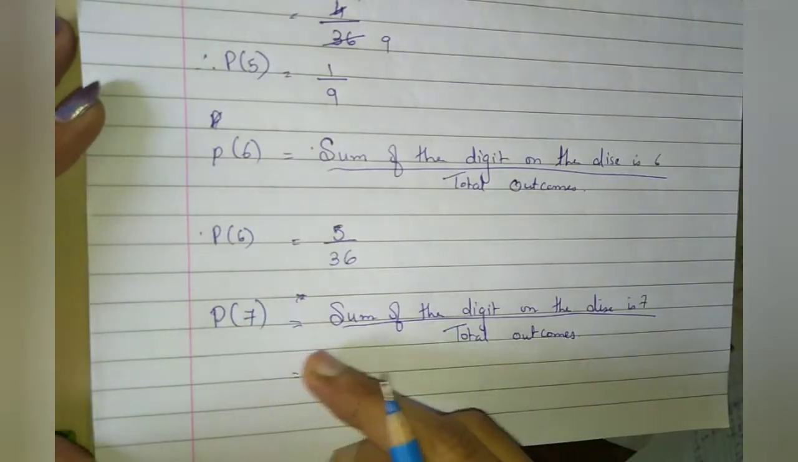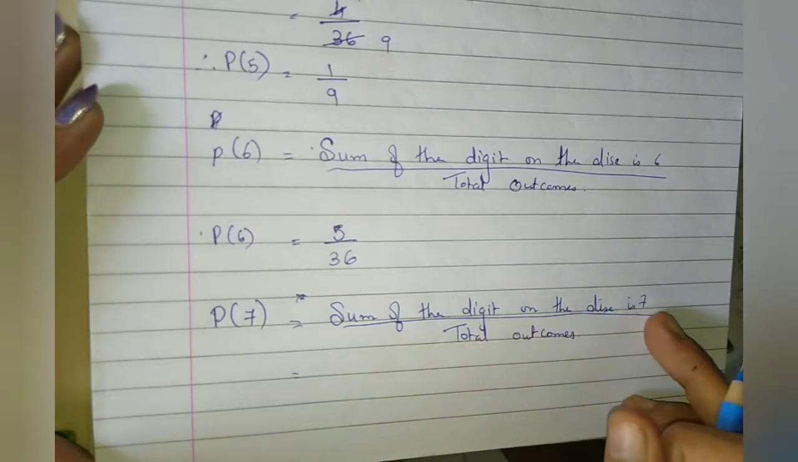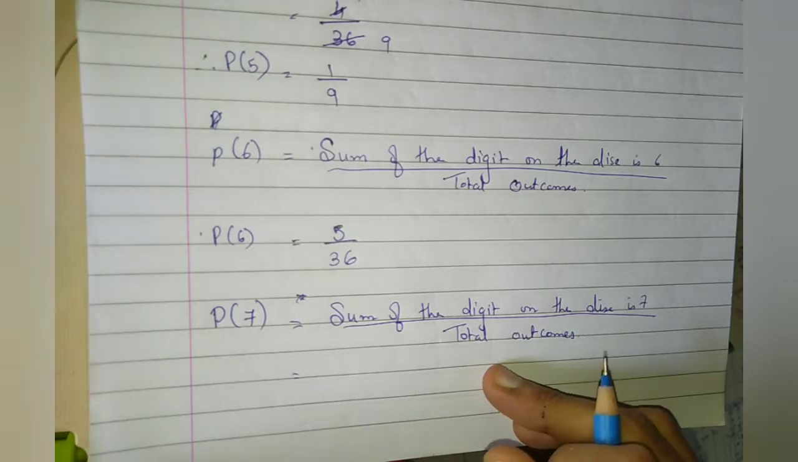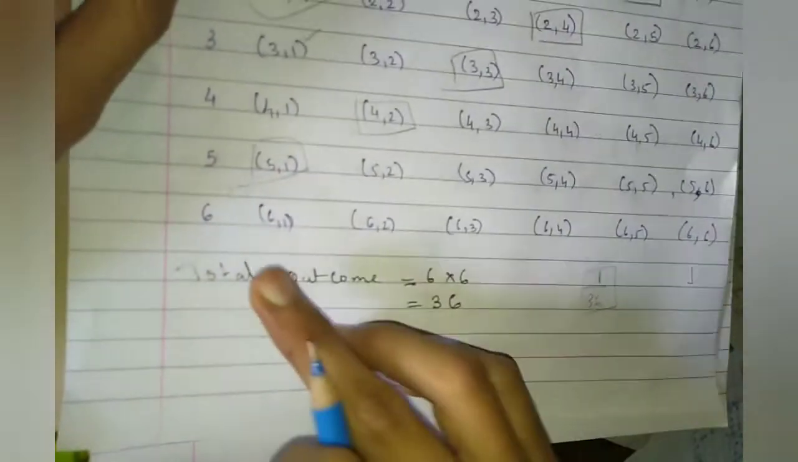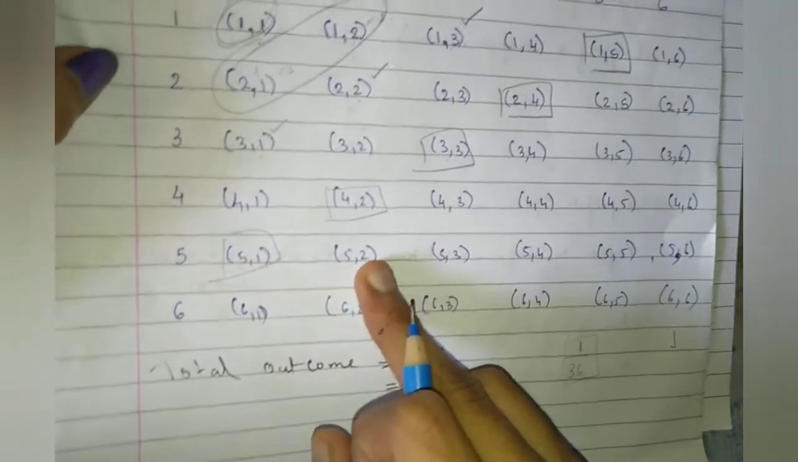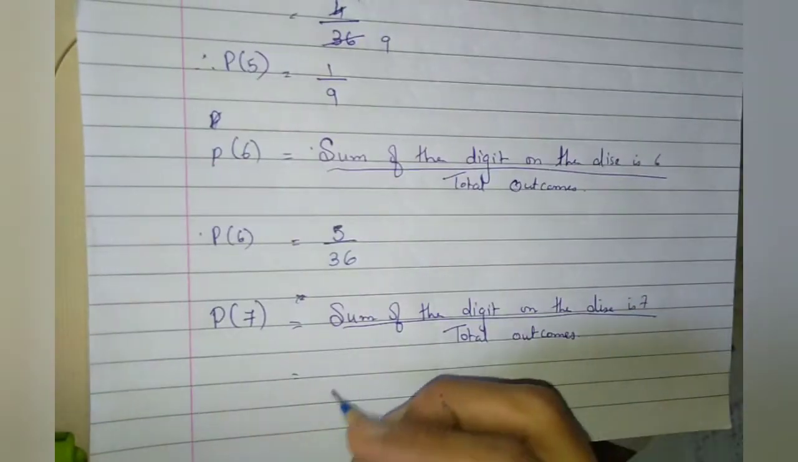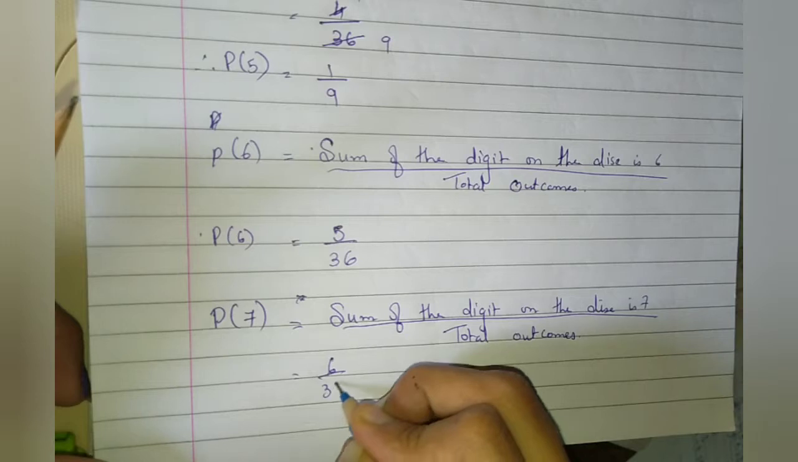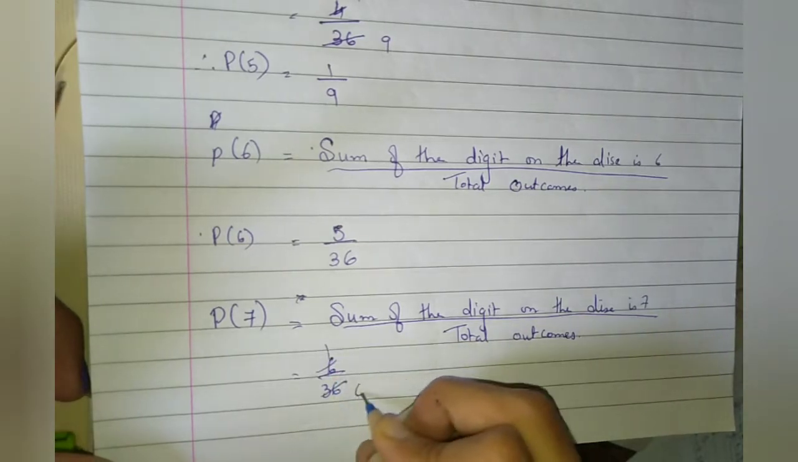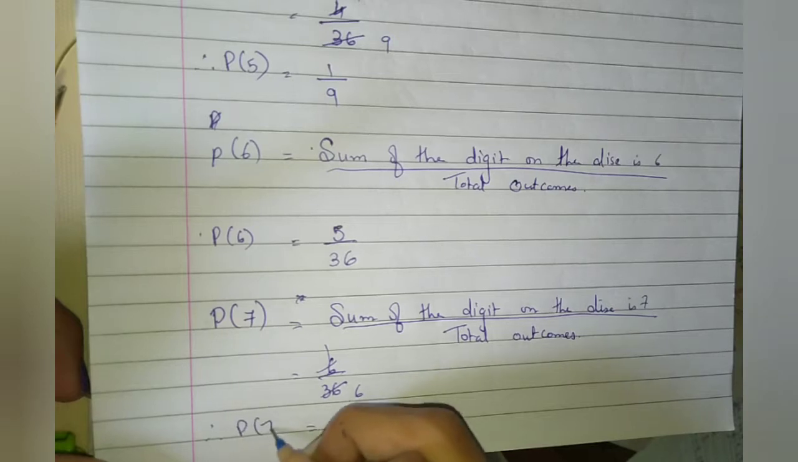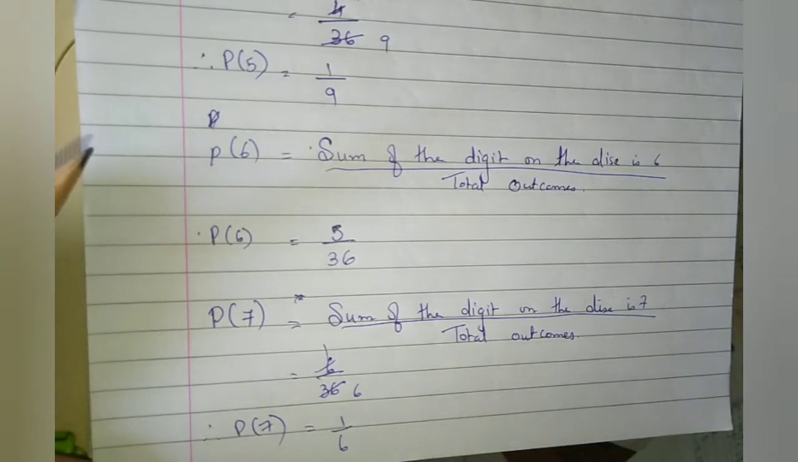Now P7 equal to the sum of the digits on the dice is 7 and the total number of outcomes. Now we want the sum 7 on both the dice. So how many outcomes? 1, 2, 3, 4, 5 and 6. So 6 upon 36. 6 ones are 6 and 6 sixes are 36. So the answer is 1 upon 6. Therefore P7 equal to 1 upon 6.